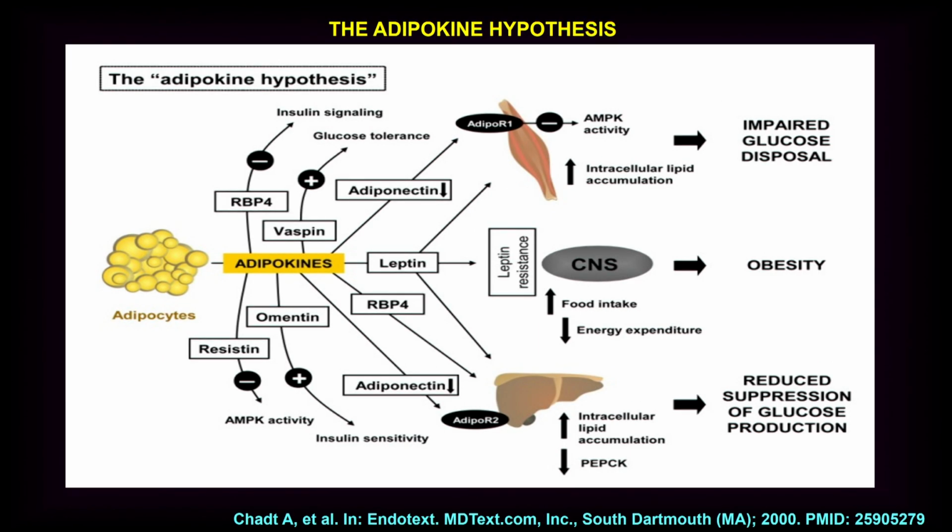The third hypothesis is called the adipokine hypothesis. Here what happens is that excess adipose tissue secretes adipokines. Now what are these? These are things like leptin, resistin, adiponectin, retinol binding protein 4, etc. Now what are the actions? Leptin has a central CNS action. It acts on the hypothalamus, suppresses appetite, and helps to decrease energy intake.